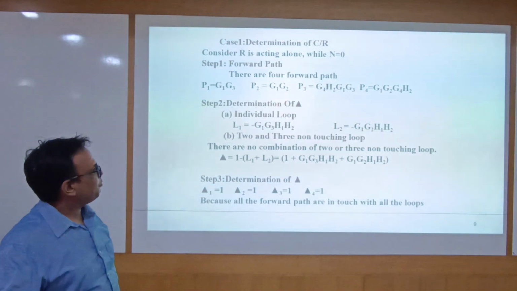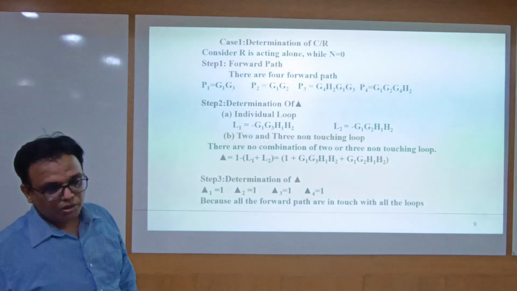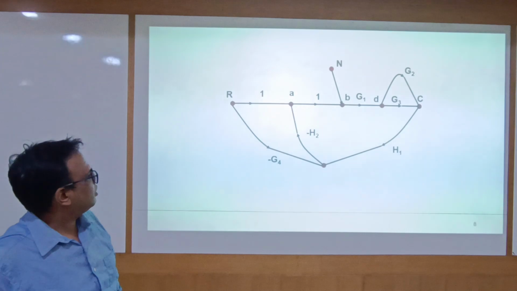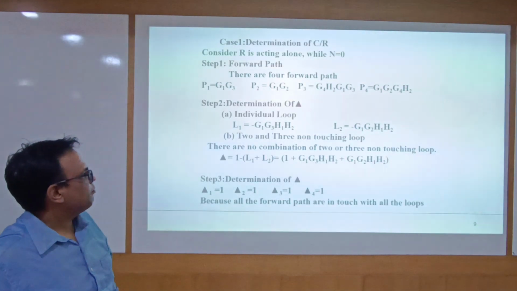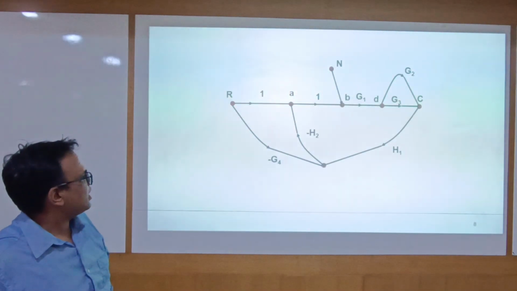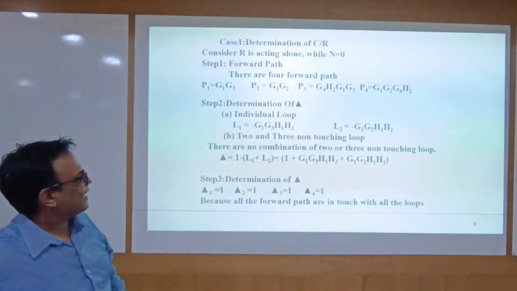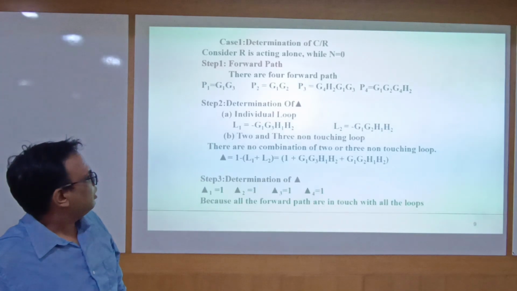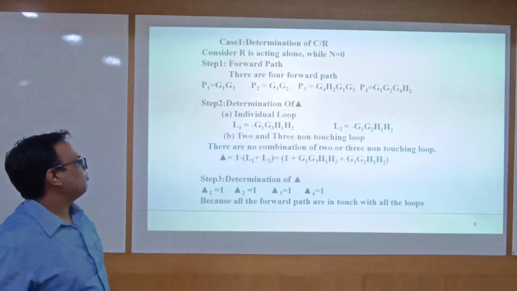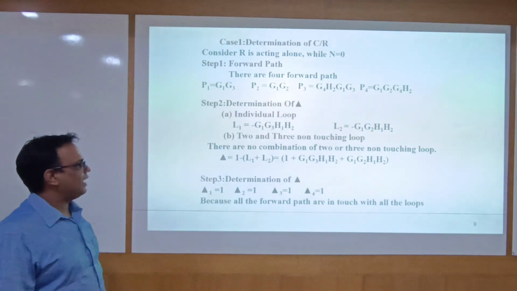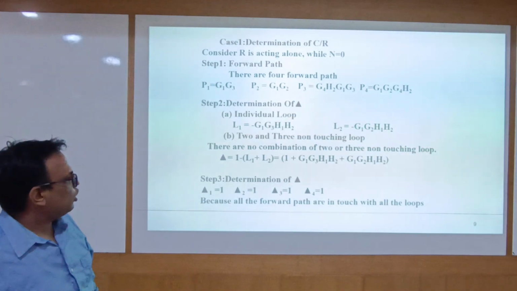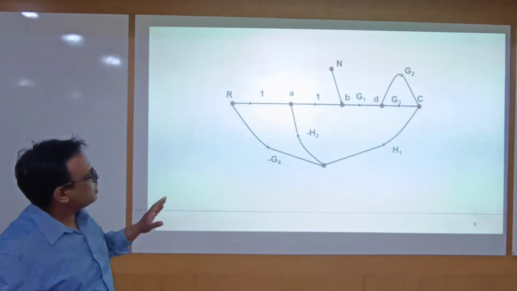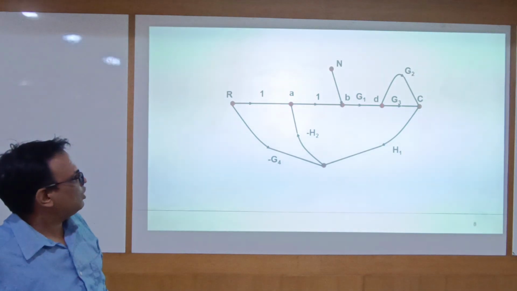Now step 2, determining the loops. First we determine the individual loops. Now in this graph, L1 is minus G1 G3 H1 H2. L2, the second loop, is minus G1 G2 H1 minus H2. Now second, we find the two non-touching and three non-touching loops. There is no combination; there is no two non-touching and no three non-touching loop.